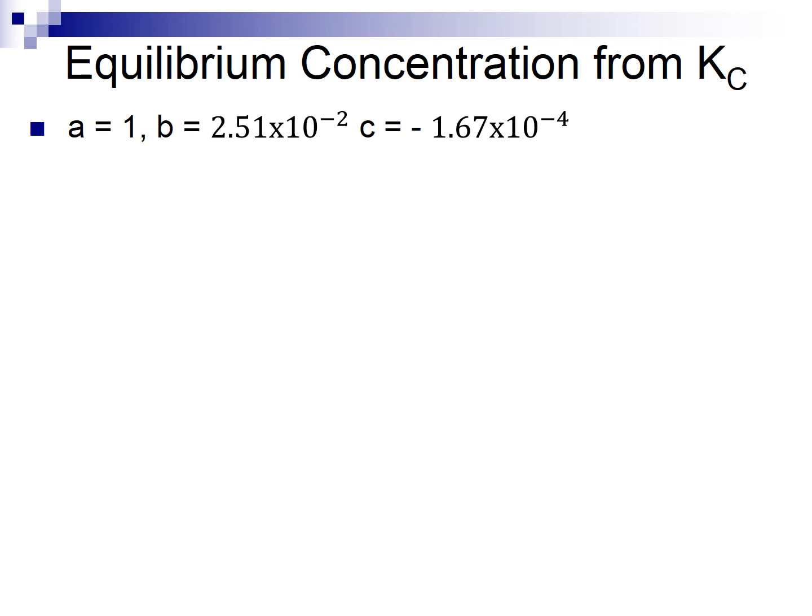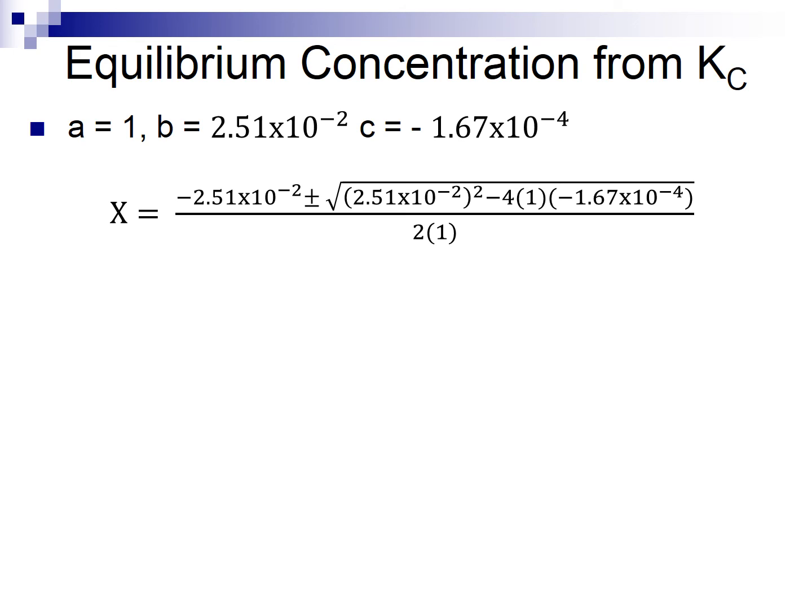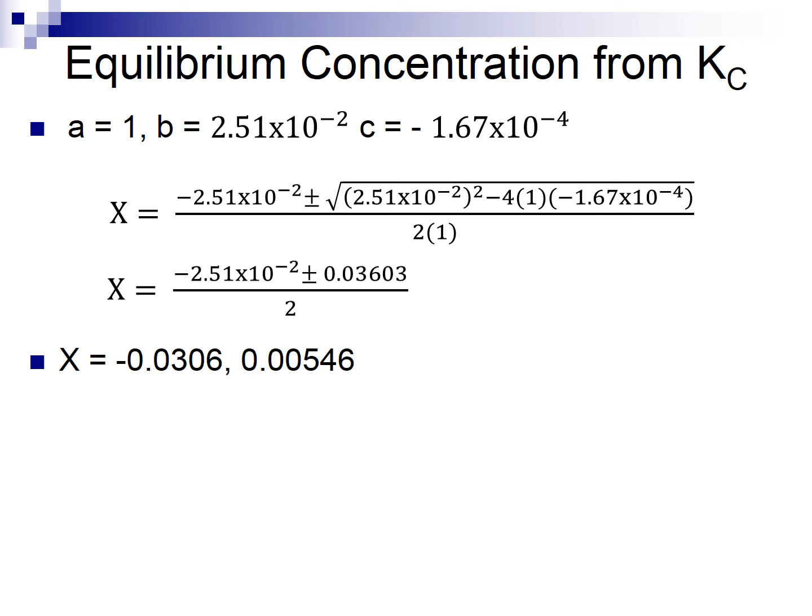I can take these three values, I can plug them into my quadratic equation, and I get negative 2.51 times 10 to the negative 2 plus or minus the square root of 2.51 times 10 to the negative 2 squared minus 4 times 1 times negative 1.67 times 10 to the negative 4, divided by 2 times 1. Simplifying this, I get negative 2.51 times 10 to the negative 2 plus or minus 0.03603 divided by 2. When I work this out, I get two possible values for the system.